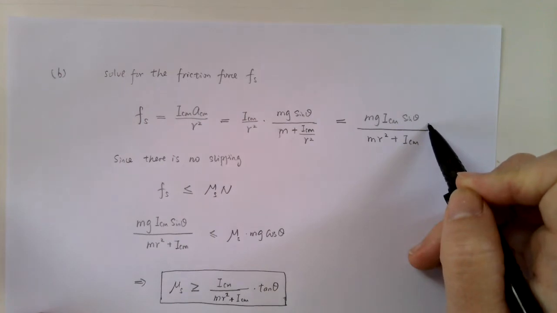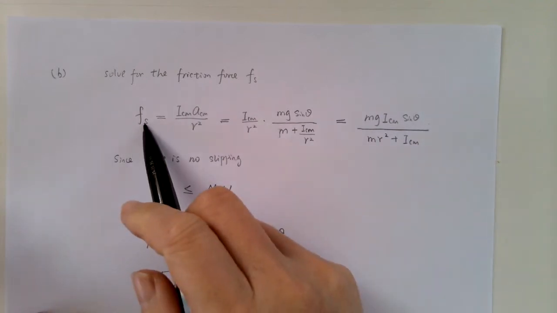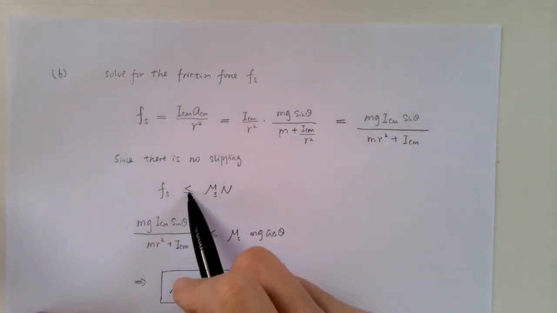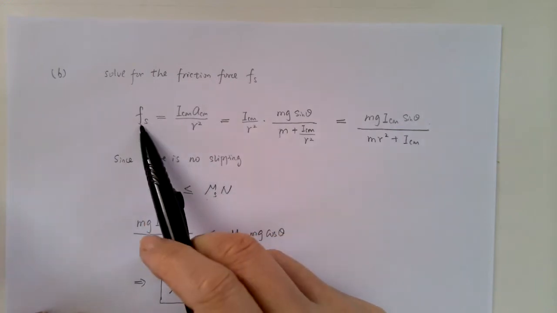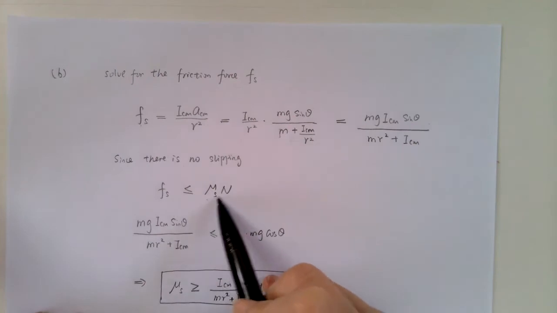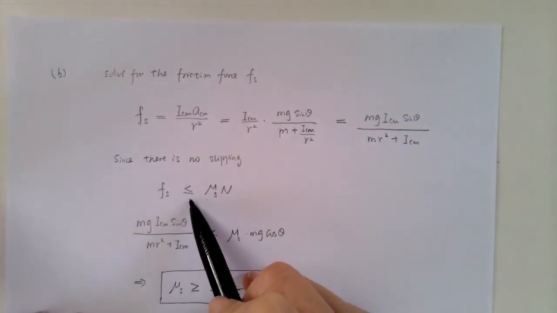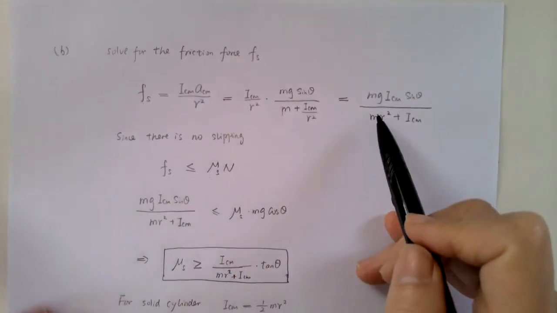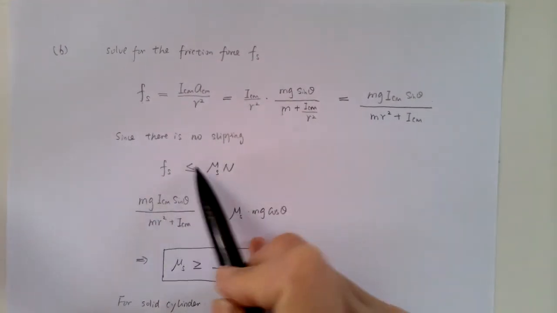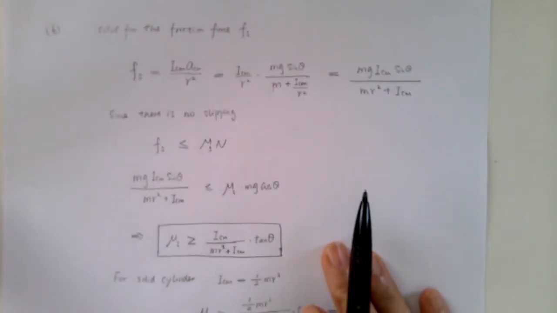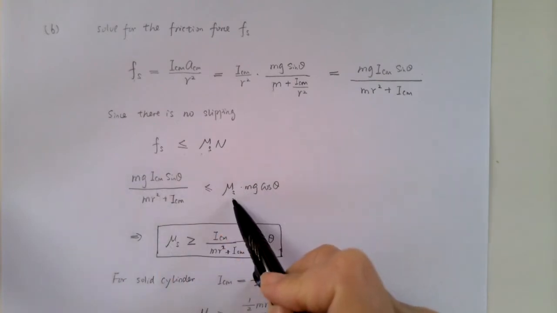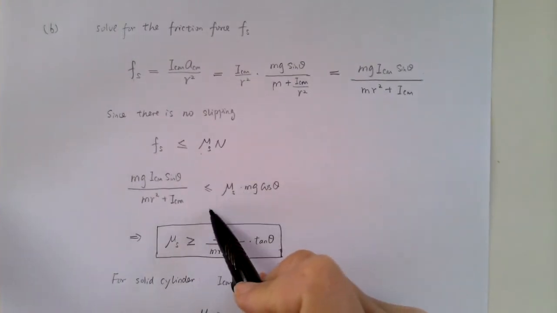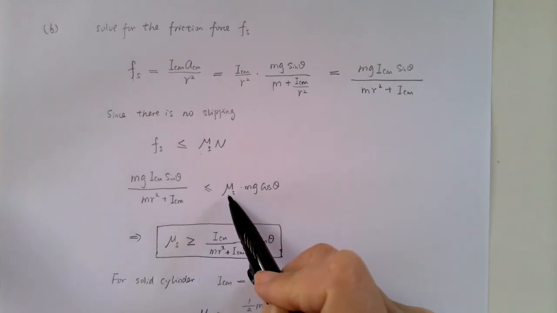Since there is no slipping, that means our actual static friction force is less than or equal to the maximum static friction force, which is equal to mu sub s times N. This is the actual static friction force, and this is the maximum. So the actual is always less than or equal to the maximum. We plug the expression of Fs into this inequality right here, and don't forget N equals mg cosine theta. Now we cancel mg here, and then we can find the expression of mu sub s.